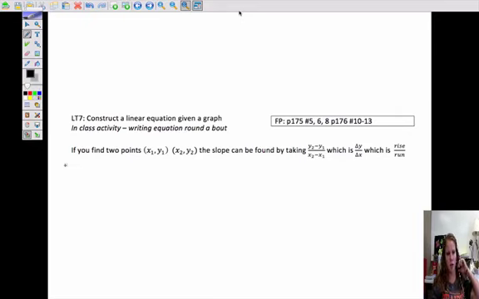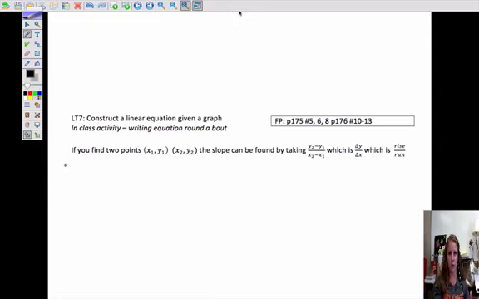All right, learning target 7 for unit 2 is construct a linear equation given a graph. Okay, before we look at the graphs, I want to talk about 2 nice points. The biggest thing in writing equations from graphs or from points is just having 2 nice points.